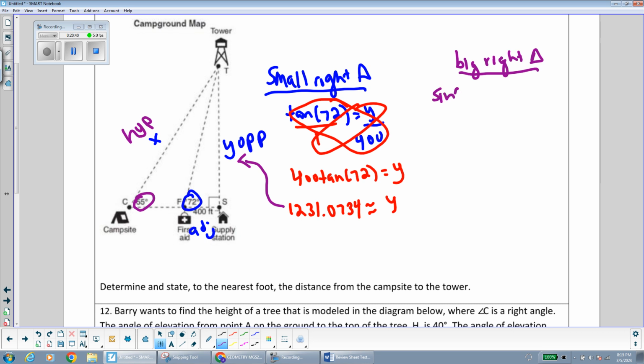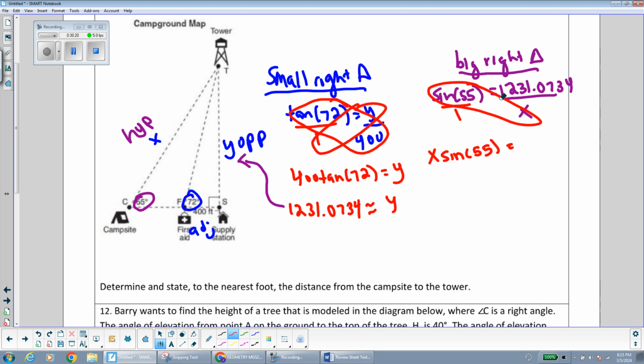So sine of the 55-degree angle is equal to, we could write this whole thing, we could write 400 tangent of 72 just to not be confusing. I'll write this whole opposite side. So that's 1231.0734 over the hypotenuse, which is x. Put this over 1, cross multiply: x sine of 55 degrees. And then from here, we can divide both sides by sine of 55 degrees to get x by itself.